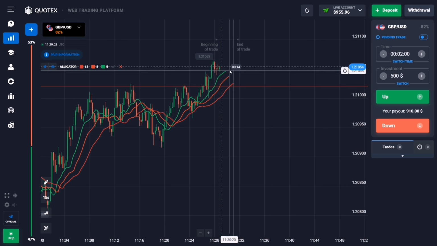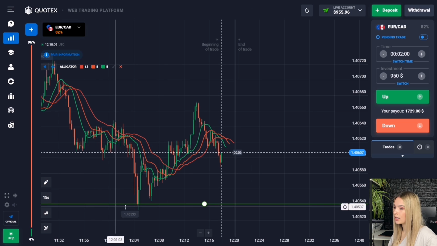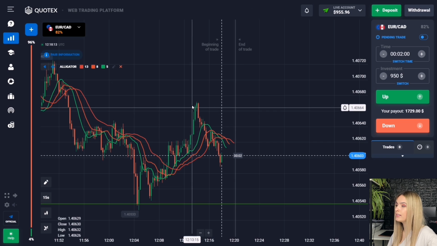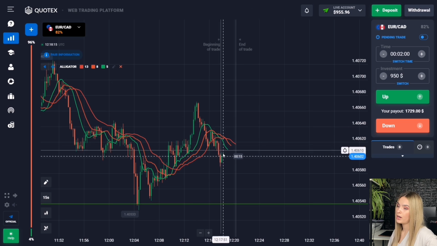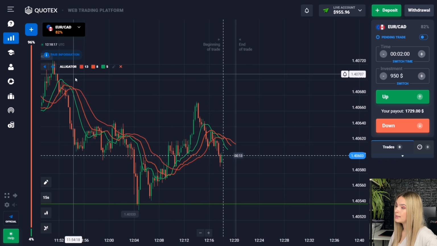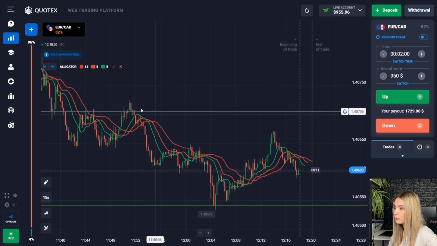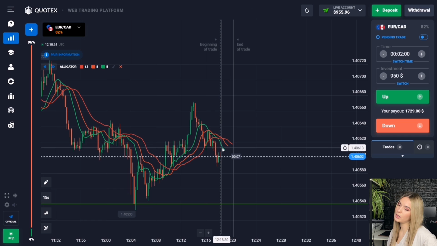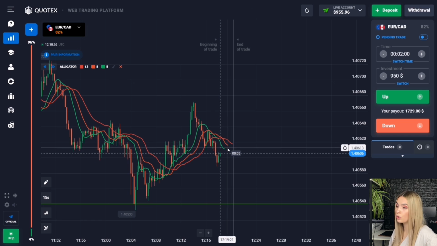Let's continue. Here, guys, at the bottom, we have a support level. We also see that after the pullback, the price has turned around and is moving down. Also, the main price highs are getting lower. At the same time, there is an intersection of the moving averages, which means that the downward movement is expected. So I think we'll open a deal here for 3 minutes to go down.